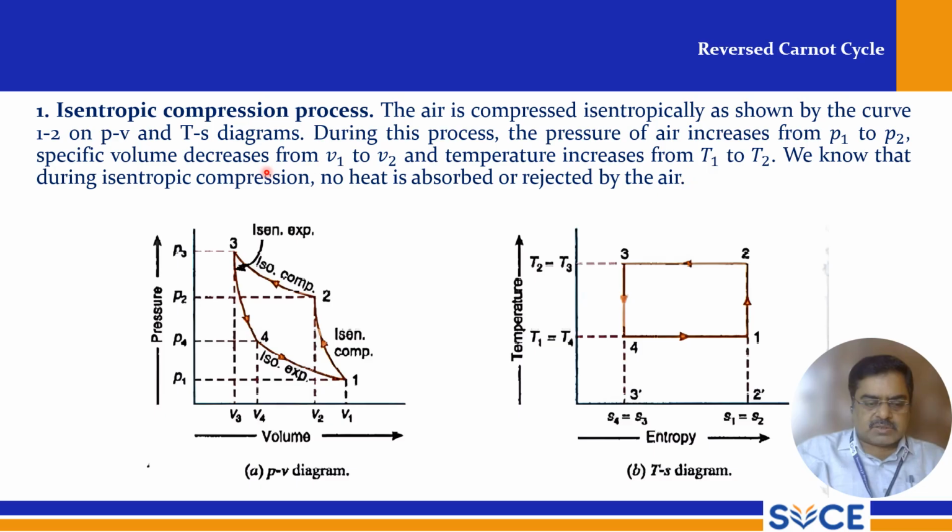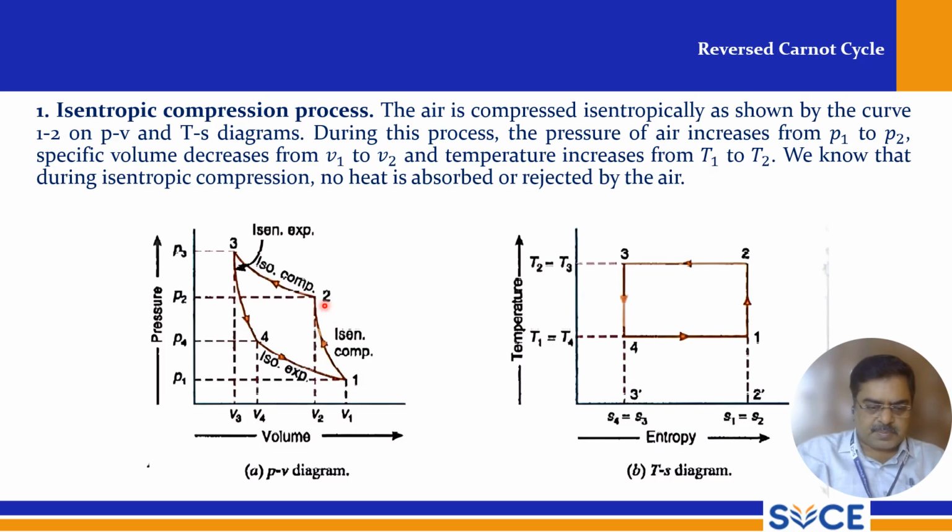We know that during isentropic compression, no heat is absorbed or rejected by the air. We are doing only the compression of air, so no heat is either absorbed or rejected. So this is the first step happening, from 1 to 2, that is the isentropic compression process.